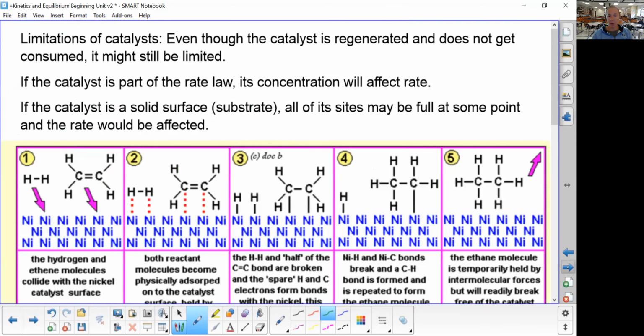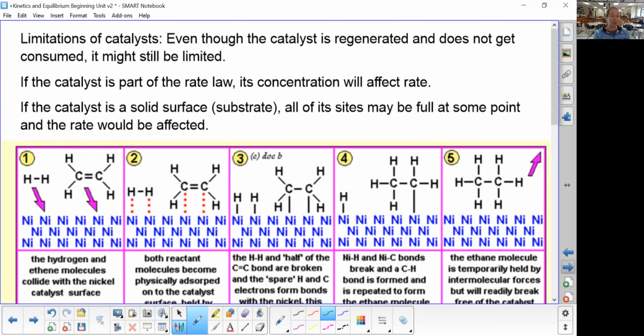So just a little bit more on different types of catalysts. Okay, so limitations of catalysts. Even though the catalyst can be regenerated and doesn't get consumed, it can still be limited. If the catalyst is part of the rate law, then its concentration does affect the rate. If it isn't, then it doesn't affect the rate.